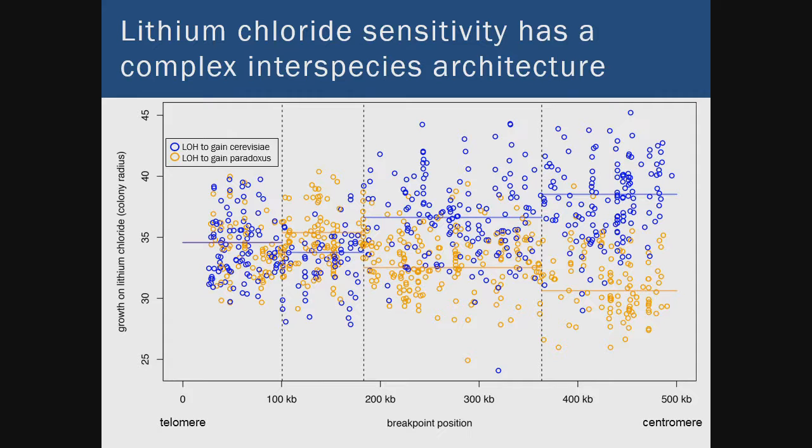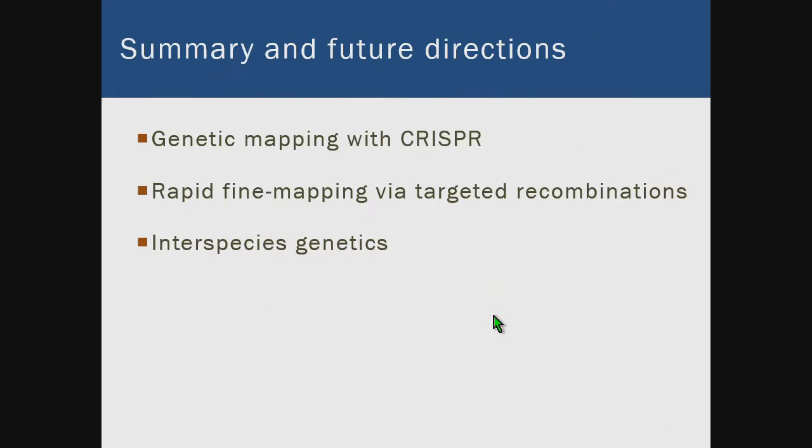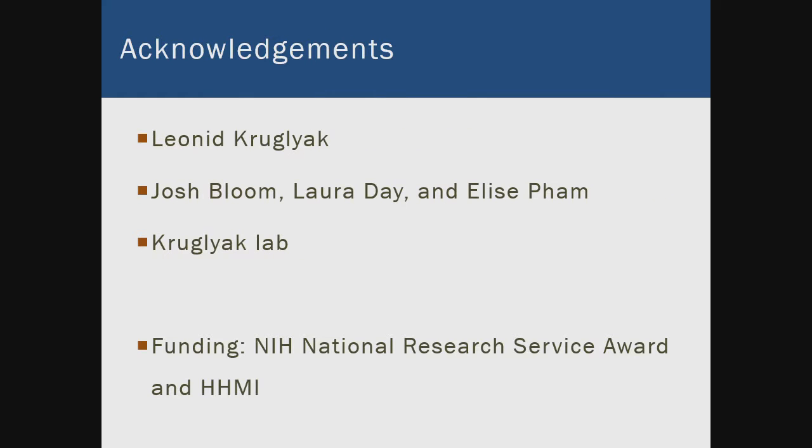And in particular, one thing that I'm excited about is that they don't all go in the same direction. So this first gene here, the cerevisiae allele gives you sensitivity, whereas these other two, the cerevisiae allele makes you more resistant. Okay, so quick summary, we're using CRISPR for genetic mapping. This allows rapid fine mapping because we get targeted recombinations, and we're using it now for interspecies genetics. And with that, I'd like to take any questions.